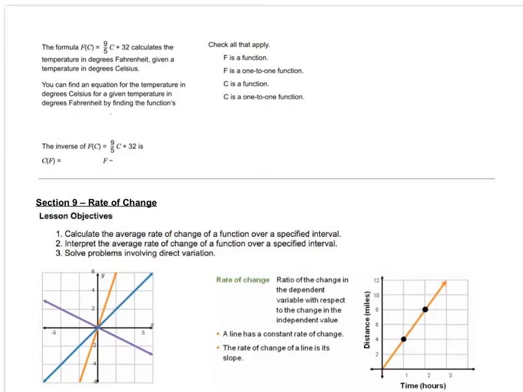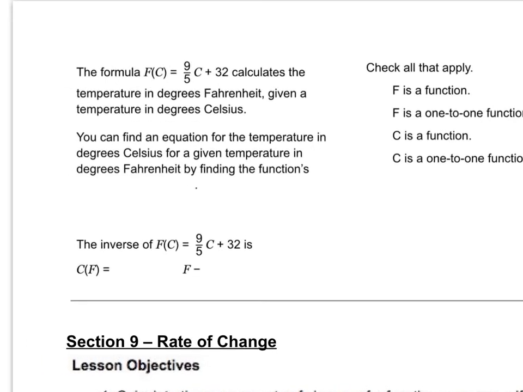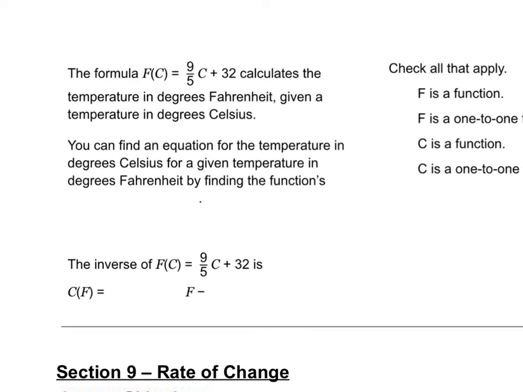One of the most famous inverse problems is the formula for converting degrees from Fahrenheit into Celsius, or vice versa, from Celsius into Fahrenheit. So what we have is this formula, F of C, and that's equal to 9/5 C plus 32. And what this does is it calculates the temperature in degrees Fahrenheit given a temperature in degrees Celsius. So you can find an equation for the temperature in degrees Celsius for a given temperature in degrees Fahrenheit by finding the function's inverse. And so what we have is this.